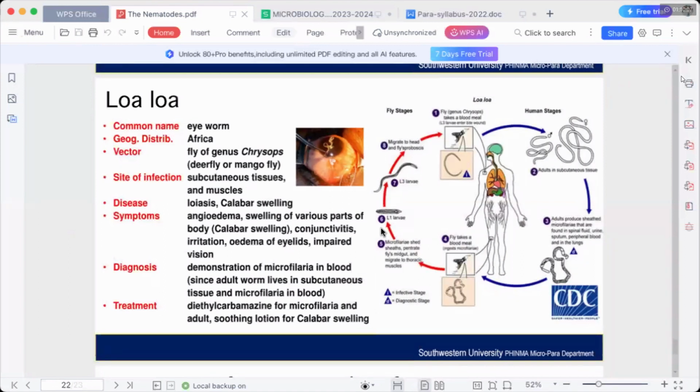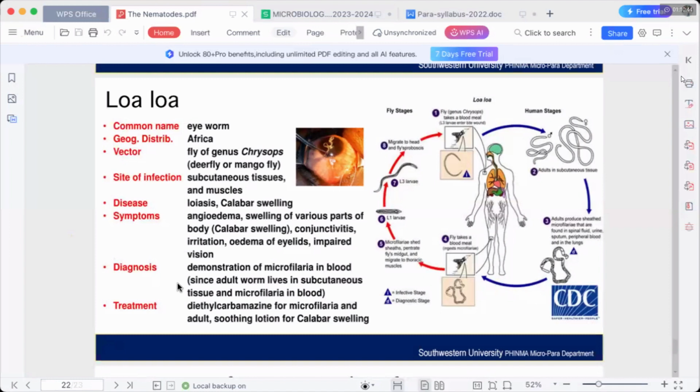So you have your Loa loa. The common name is eyeworm, common in Africa. The vector is the fly, your Chrysops, the deer fly or mango fly. It affects subcutaneous tissues and muscles. The disease is loiasis or Calabar swelling. Symptoms are angioedema, swelling of various parts of the body, conjunctivitis, irritation, edema of the eyelids, and impaired vision.